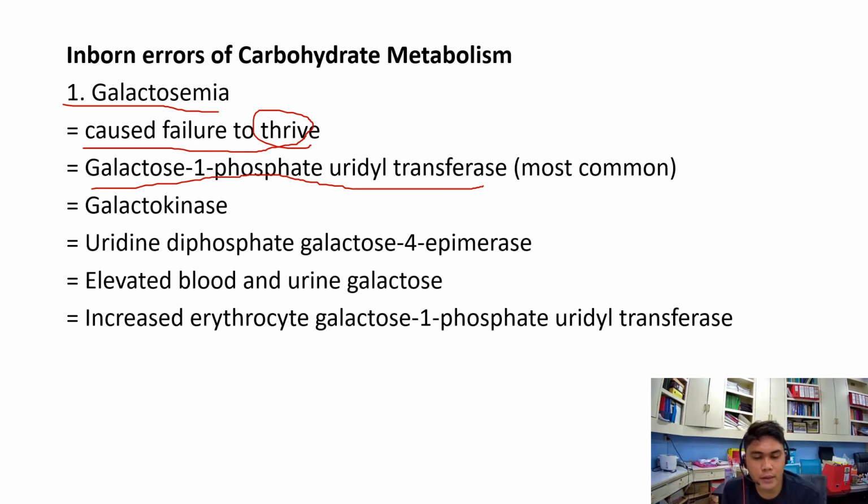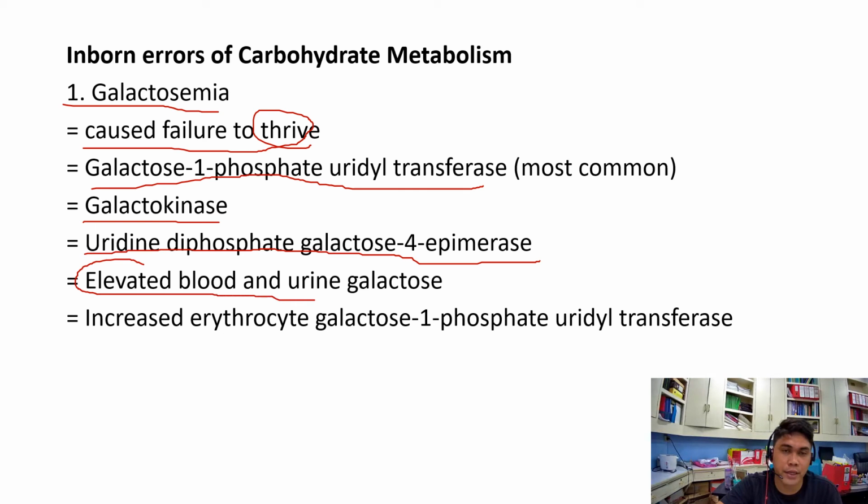Another cause is galactokinase deficiency. Same with galactose 1 phosphate uridyl transferase, this enzyme is needed in the conversion of galactose to glucose. The next is uridine diphosphate galactose 4 epimerase. But the most common deficiency is galactose 1 phosphate uridyl transferase. For galactosemia, you have elevated blood and urine galactose due to the inability of the body to convert galactose to glucose.